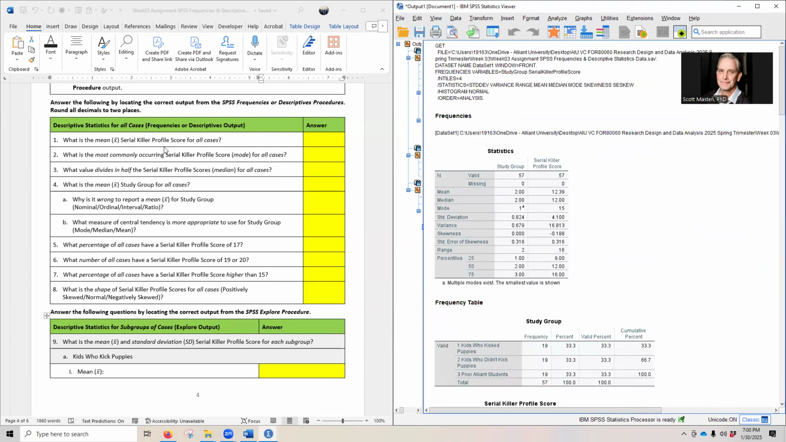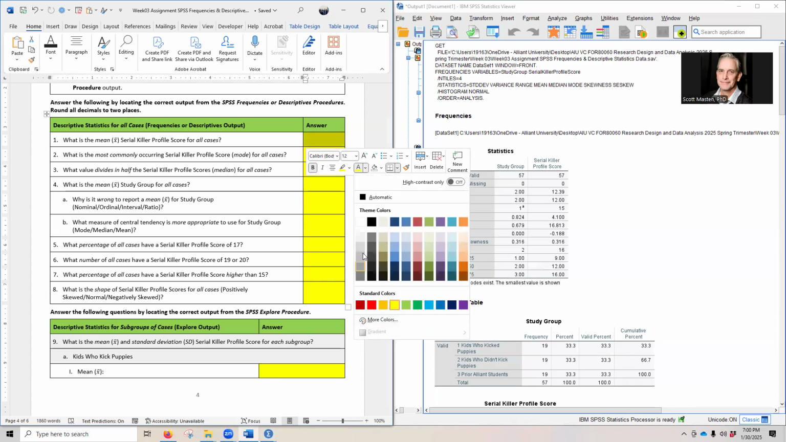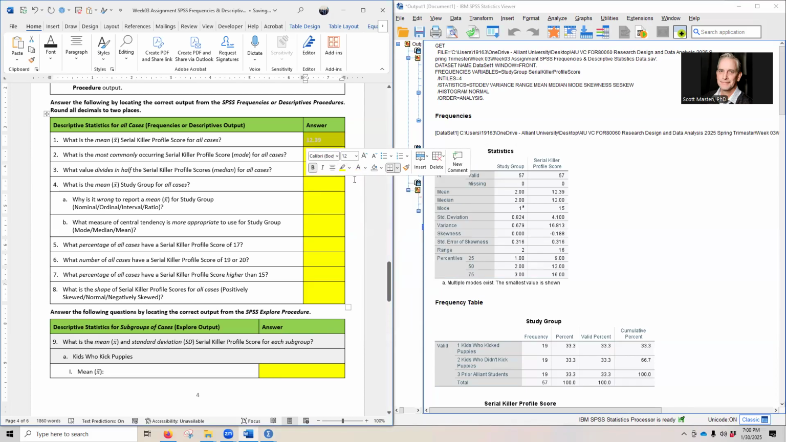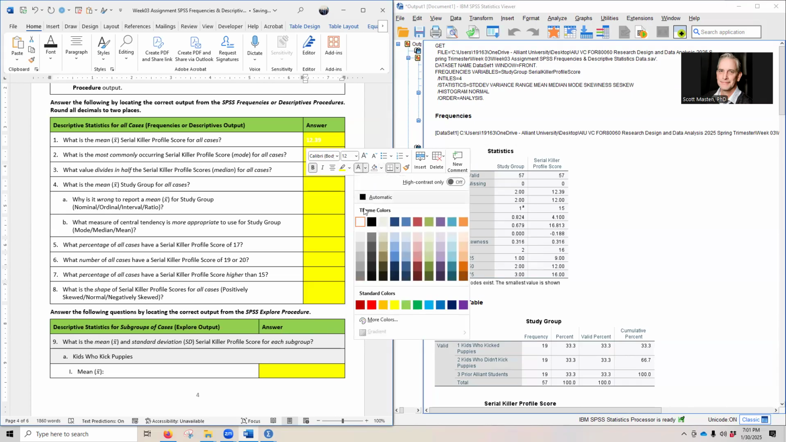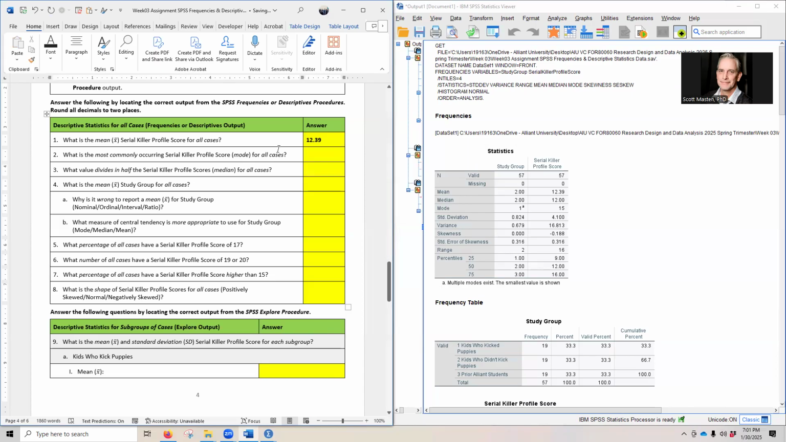So the mean serial killer profile score for all cases is, find the row called mean and serial killer profile score for the column. You get 12.39. So I'm saying it's 12.39. Survey says... font. There we go. Oh, that's not going to be readable. I'm sorry. There we go. Black font, 12.39.